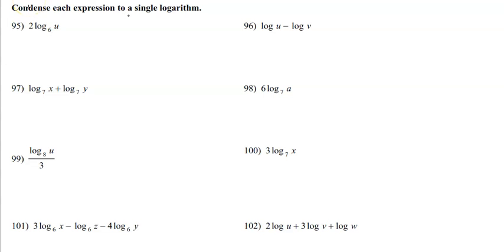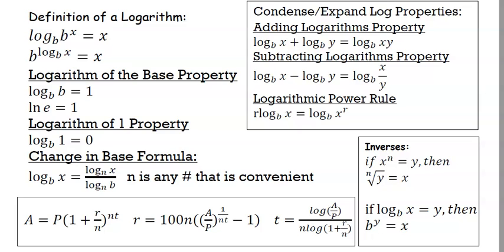Condense each expression to a single logarithm. Let's recall from the notes handout page our properties. Condensing, expanding log properties. We have adding logs, subtracting logs, and then the power rule. You'll use those to condense each of the expressions. The left side of these equations is expanded, and the right side of the equation is the condensed form.